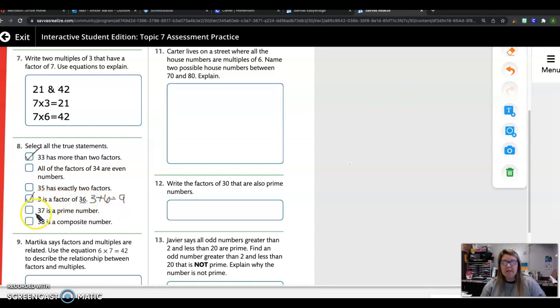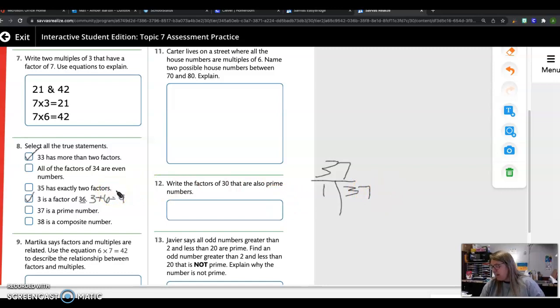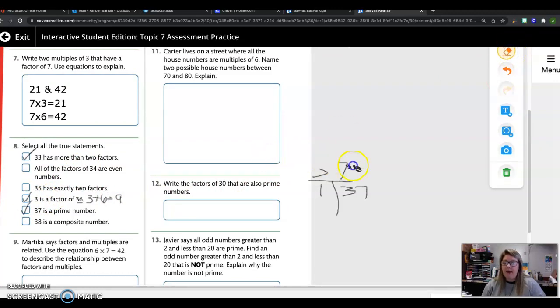Okay, the next one says 37 is a prime number. We could list out or create a factor tree, and we know 1 and 37. 2 is not a factor because 37 is an odd number. 3 is not a factor because 7 plus 3 is 10, and 10 is not divisible by 3. We could go all the way up to 37 and we would find that 37 is indeed a prime number. There are no other factor pairs aside from 1 and 37.